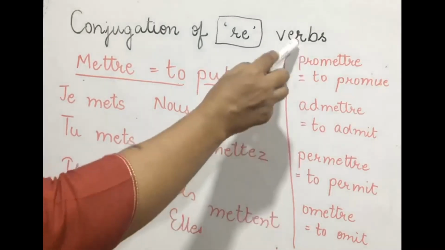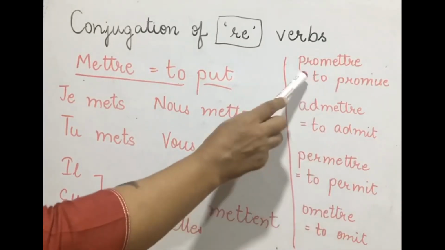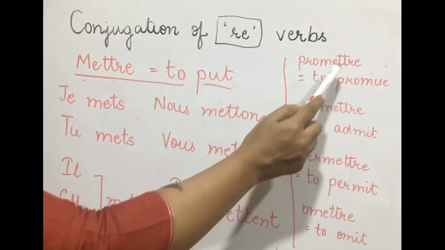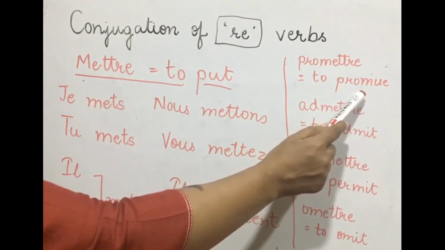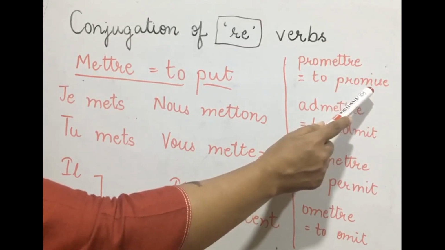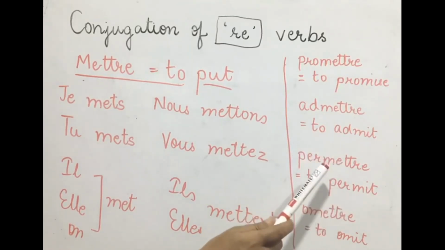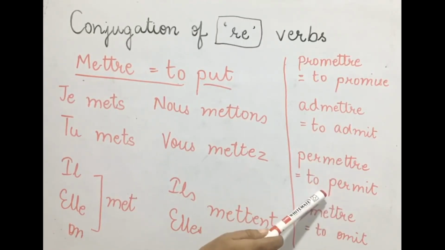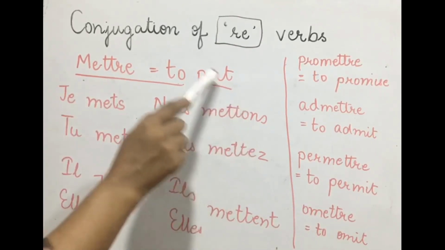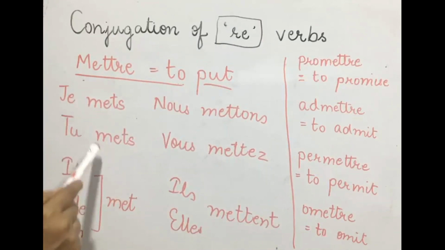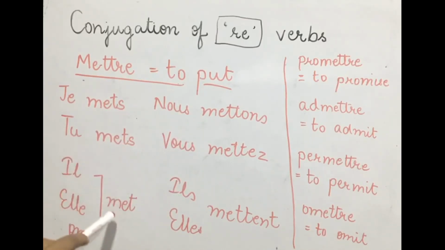Okay, and here I have given you a list of verbs which will be conjugated in the similar pattern as mettre. So it is promettre, that is to promise, and I need a promise from your side that you will keep practicing. Okay, and admettre is to admit, permettre is to permit, omettre is to omit. They will be conjugated in the pattern of mettre only. Okay, so in promettre you just need to add pro before these conjugations. Similarly in the others also.